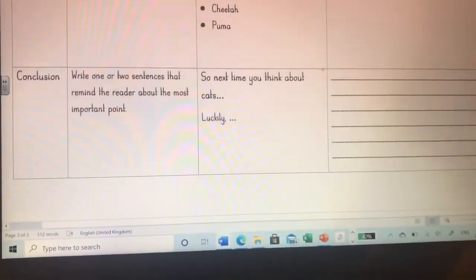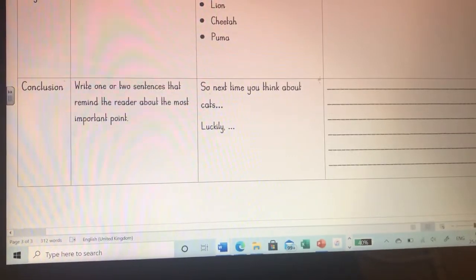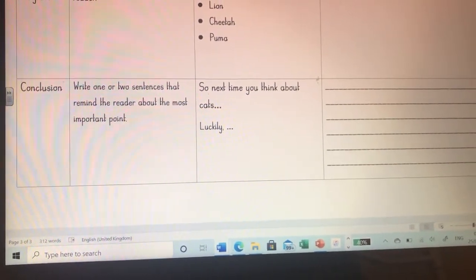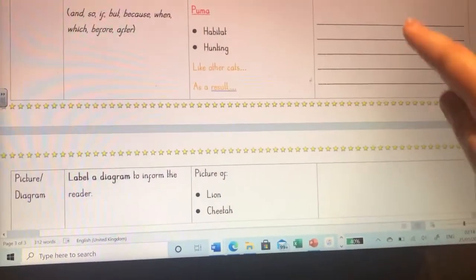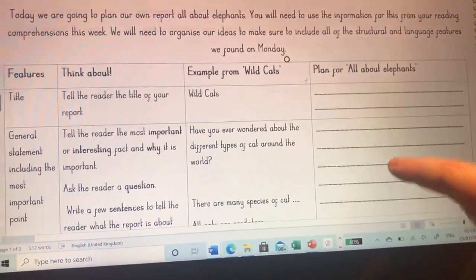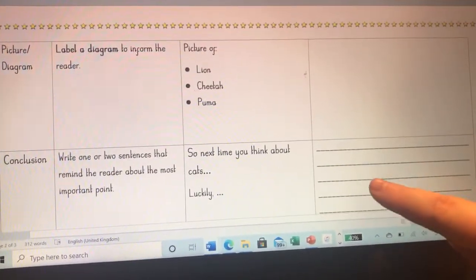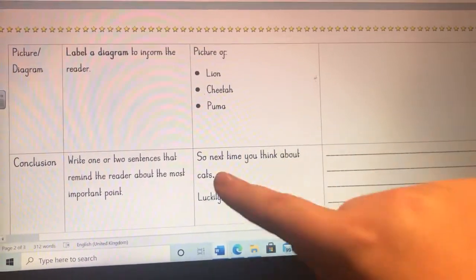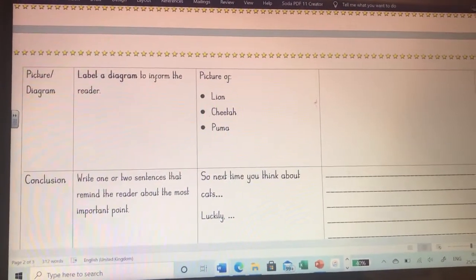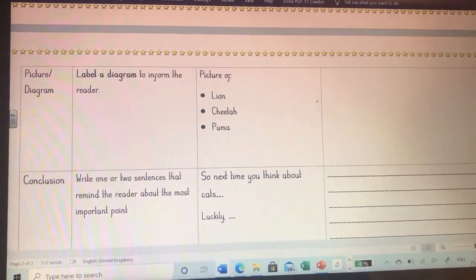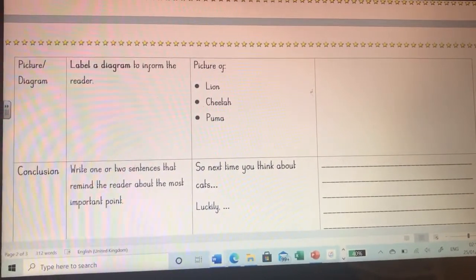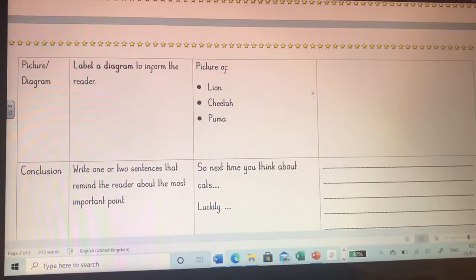Once you've done this, the end of your report will be a conclusion, which is 1 or 2 sentences that reminds the reader about the important point. So you will need to make sure that you know what you're putting in your introduction to link back for your conclusion. If your key question was, did you know that there were more than one type of elephant? Your conclusion could be, next time you think about elephants, you can remember the different types they have. So it links to the key question.